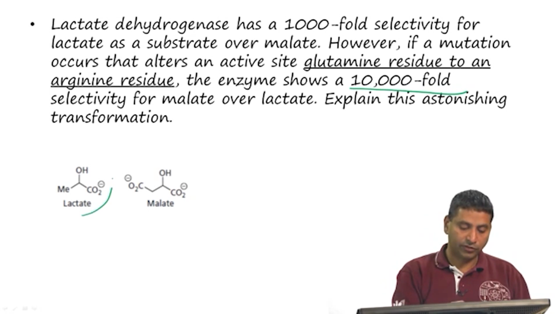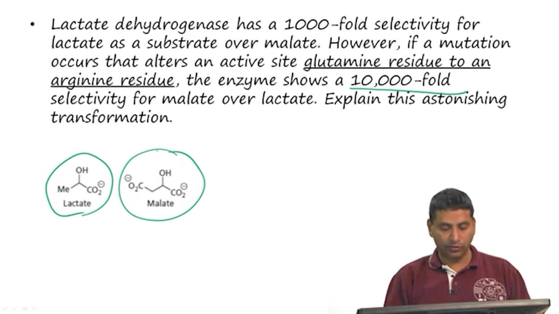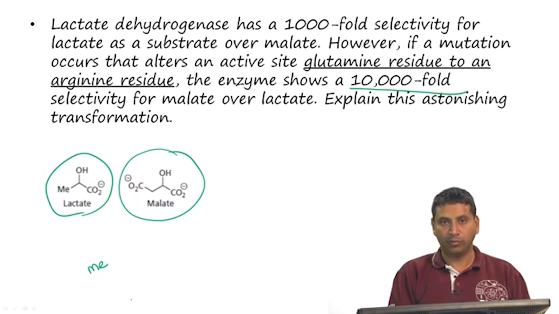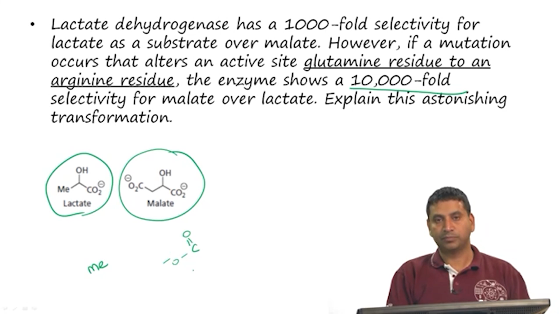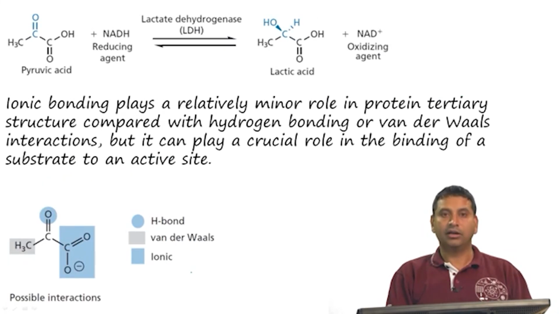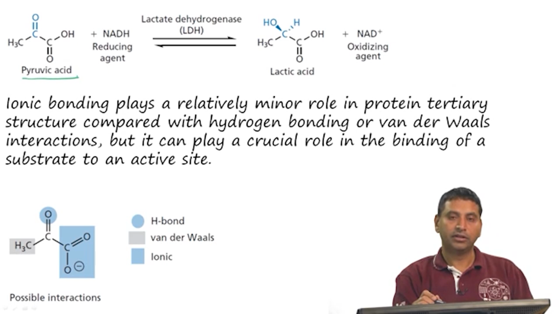So, here are the structures of lactate and malate. If you look at these two structures closely, the major difference is here, a methyl group, which is hydrophobic, is converted to a carboxylate, which is an ionic residue. So, ionic bonding. Let us first look at the reaction. Here is the molecule pyruvic acid. It interacts with lactate dehydrogenase and gives you lactic acid as the product.